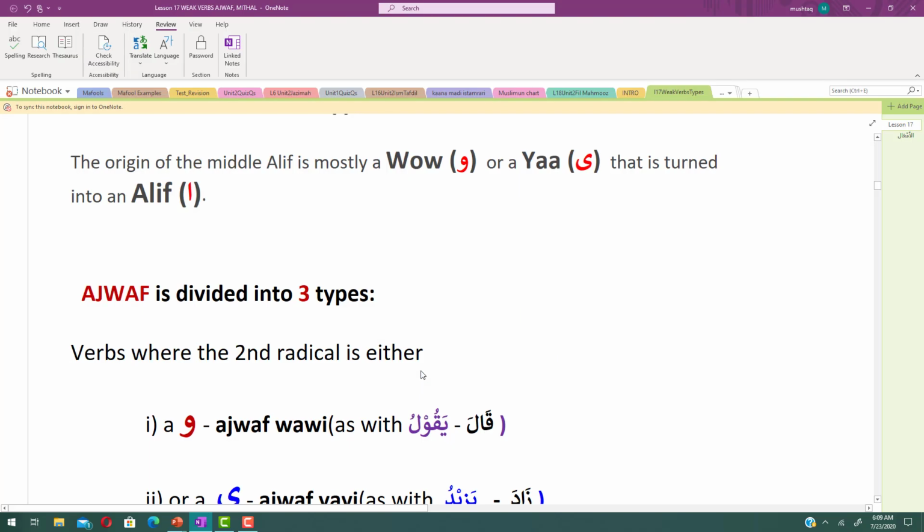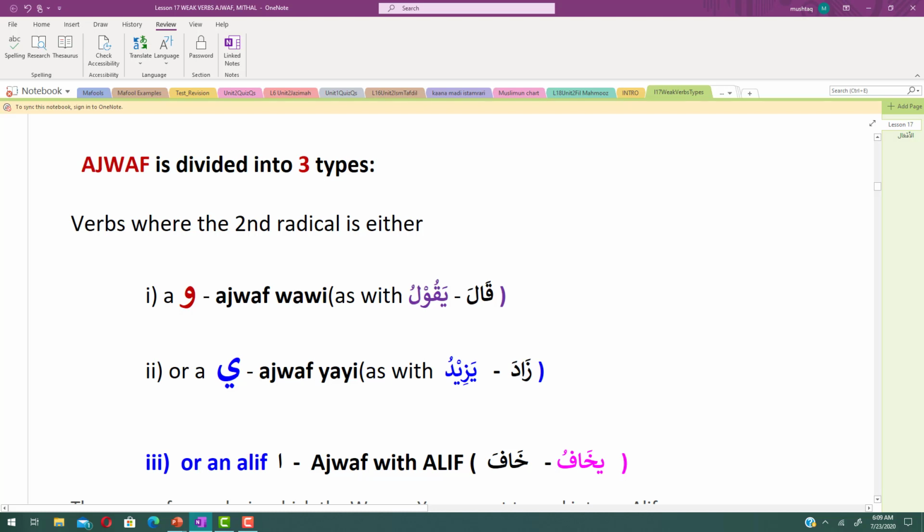The second type is ajwaf yai. The example for ajwaf yai is zada yazidu. Zada again looks like qala, right? And again you might think the root letters are za, alif and dal. But in reality, what are the root letters? It's not za, waw, dal. It's za, ya, and dal. Why? Look at the mudare. It's yazidu. The ya comes back. So that's why you should remember that in zada, the root letters are za, ya, and dal.